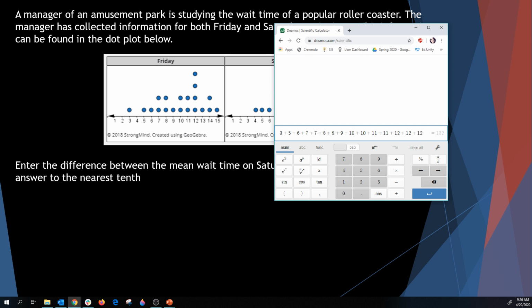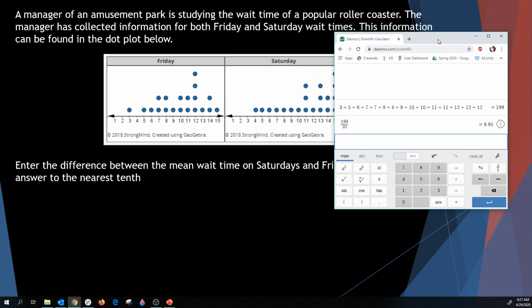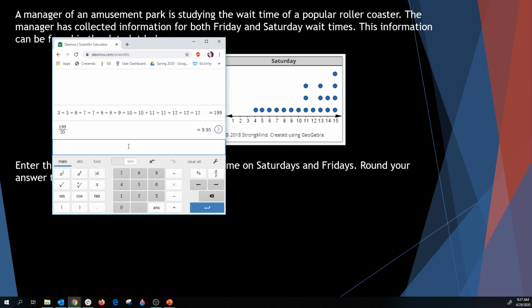And then just double checking that you're typing in all the numbers correctly. So 199, we're going to divide that by 1, 2, 3, 4, 5, 6, 7, 8, 9, 10, 11, 12, 13, 14, 15, 16, 17, 18, 19, 20. Then let's look at Saturday. It's like a finger workout, typing in all these numbers.